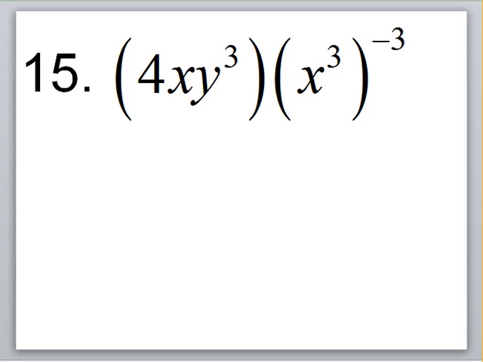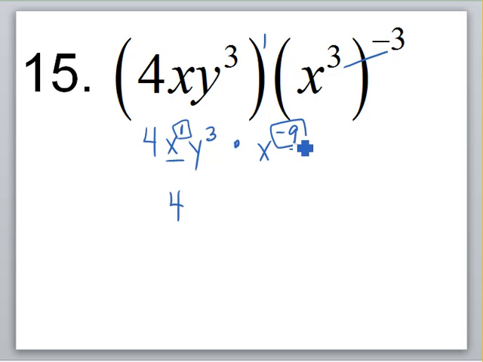My next problem, this one is raised to the first power, so I really just have 4x y to the third times, then I have x to the negative 9th. This base has a power of 1, so I'm really saying I have 4, I have 1 plus negative 9, that's x to the negative 8th, y to the third. No negative exponents allowed in my answers at the end. This one's not happy, so it moves to the bottom of the fraction. Everything else stays on the top.